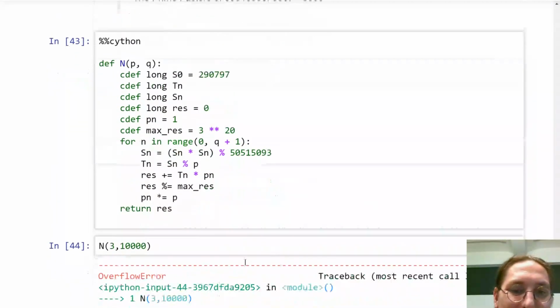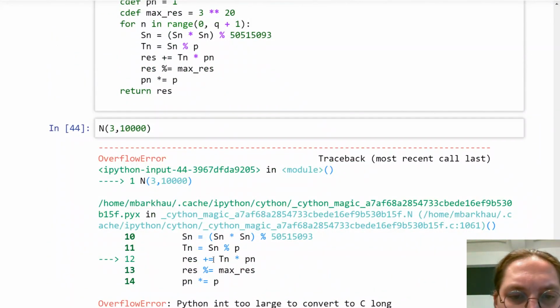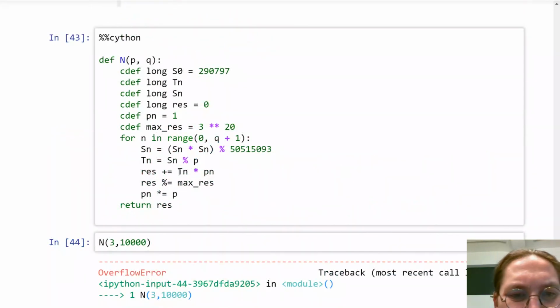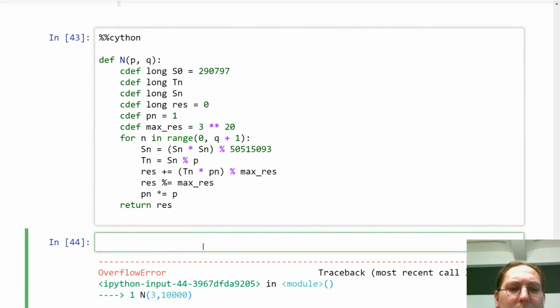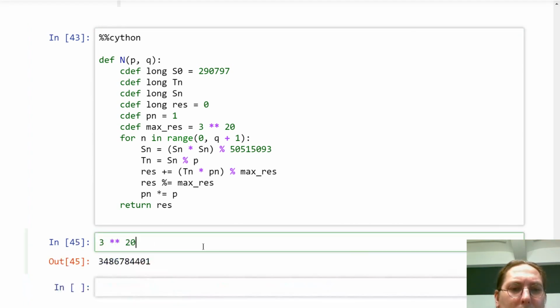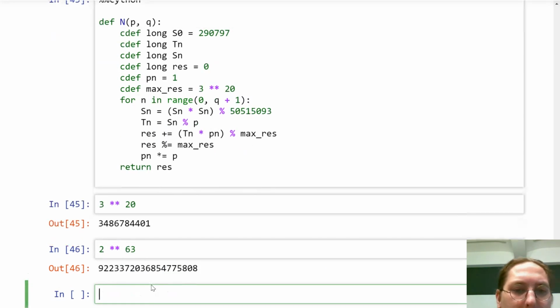Whoa. Did it overflow? Yeah. Okay, so do it there: Tn times Pn in brackets percent max res. Or you can mod them both if Tn is becoming very big. Oh no, Tn is not going over... it might, but over this 50 million. Maybe 3 to the power of 20 is already too large.